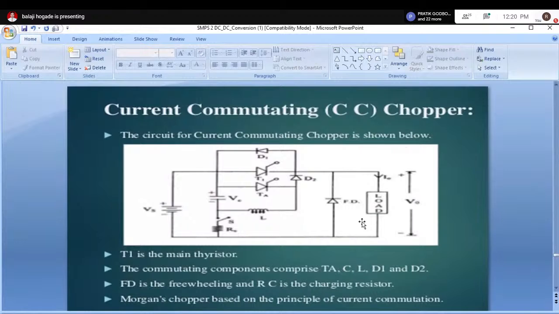Now we have seen the voltage commutated chopper. Where it is used? What is the application of the voltage commutation chopper? I had told you. It is used in Jones chopper. Jones chopper circuit uses voltage commutation, whereas Morgan's chopper uses current commutation. These are the applications of voltage commutation and current commutation.